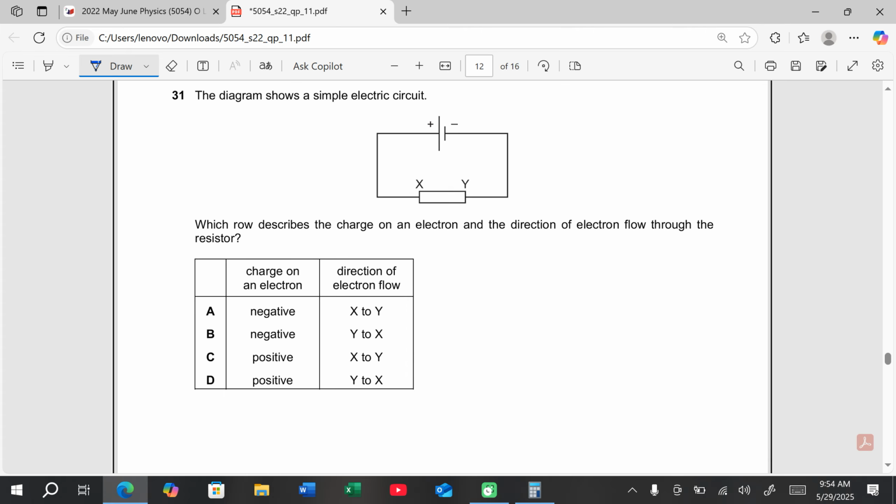The diagram shows an electric circuit and how the charge of an electron and direction of electron flow through the resistor. Direction of electron flow is from negative to positive. Current is from positive to negative. Okay, so it is from Y to X. So Y to X, Y to X. So these two are wrong, and the charge is negative. So that's B.